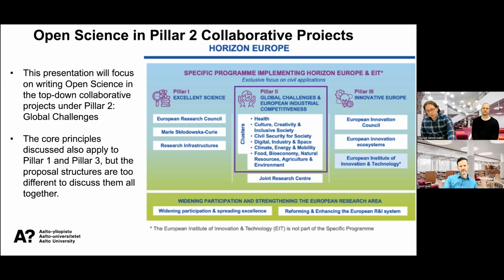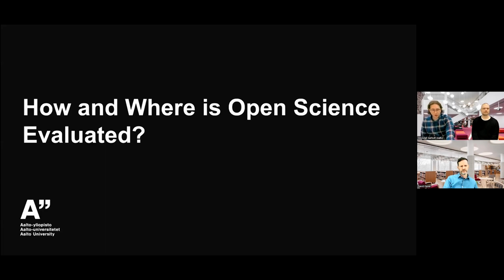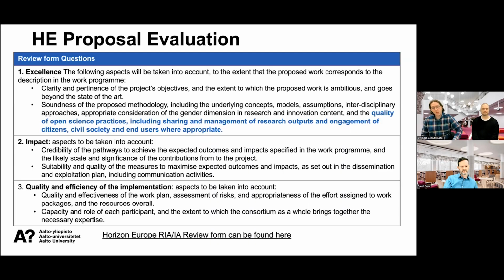Now, in Horizon Europe, we're going to start with how and where open science is evaluated, and that leads you to where you need to write about it and what it is. So in Horizon Europe, open science is a mindset. It's all of these practices, and the idea is that the open and collaborative sharing of information, results and processes, and transparency leads to improved excellence in the project and higher quality results.